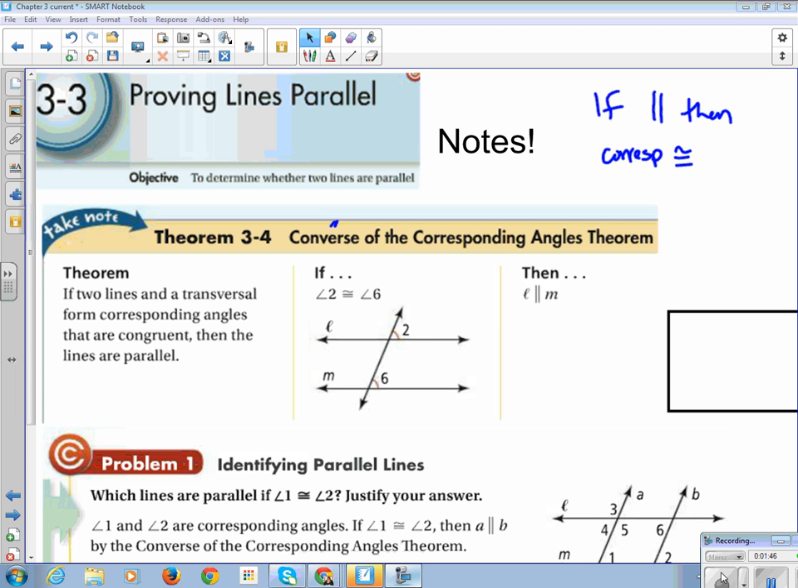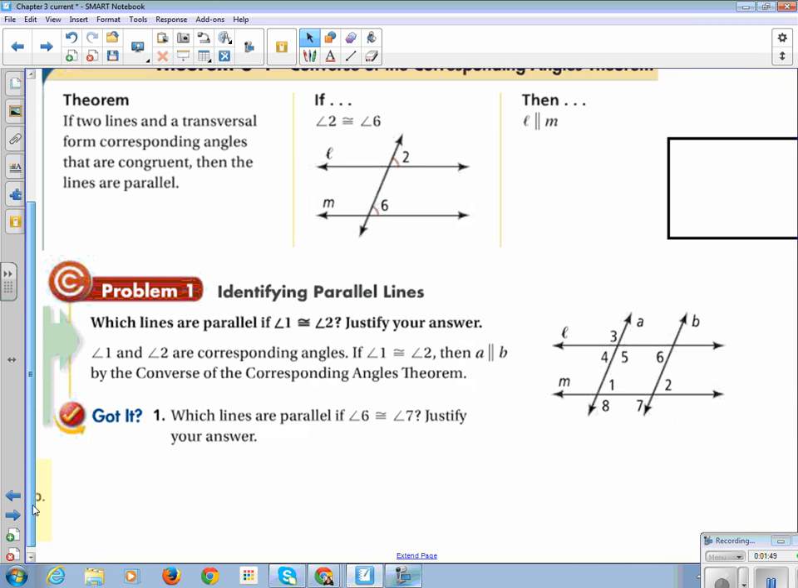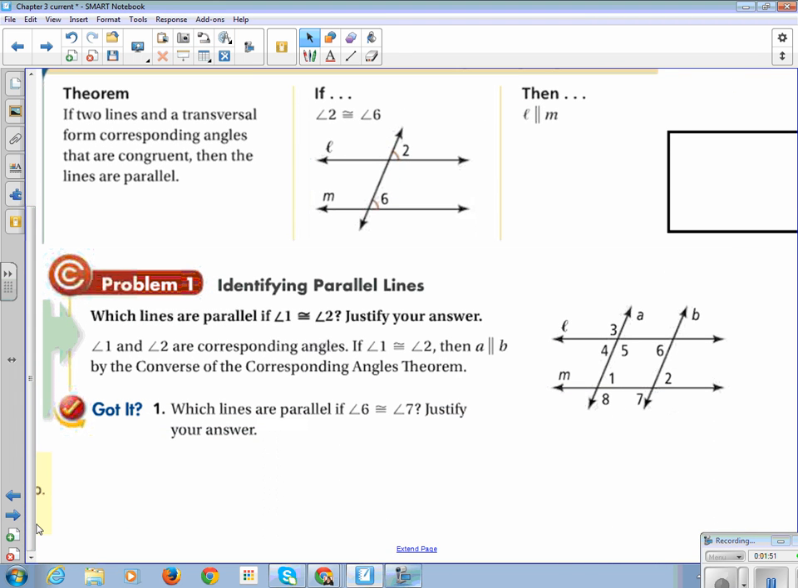All right, so let's see how that appears in the real world of our geometry problems. Identifying parallel lines. Let's look at problem number 1. Which lines are parallel if angle 1 is congruent to angle 2? So the first thing I do is, any information they give you, I mark it on my paper. Angle 1 is congruent to angle 2, so let's put the congruent arcs for our angles so I can see on my diagram angle 1 is congruent to angle 2.